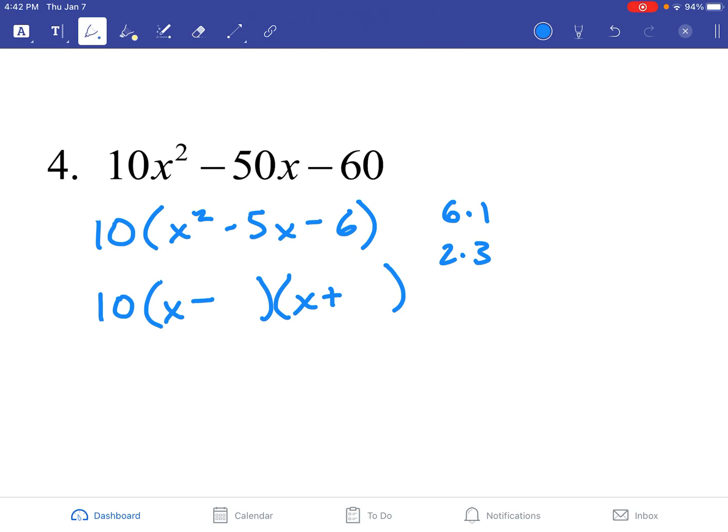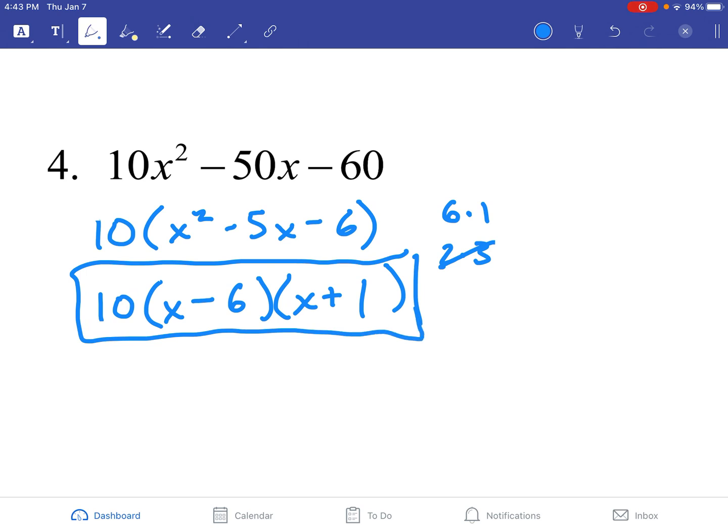Okay, now because the 2 signs are different in our parentheses, we have to subtract our factors. Well, 2 minus 3, or 3 minus 2, is not going to give you negative 5, but 6 and 1 will. So the biggest number goes first, and this is our factorization. Okay? So that is greatest common factor.